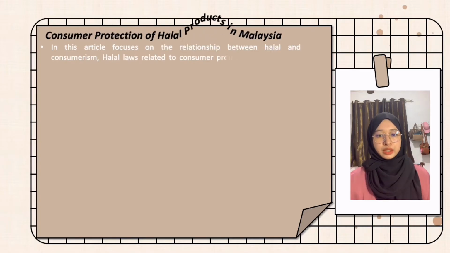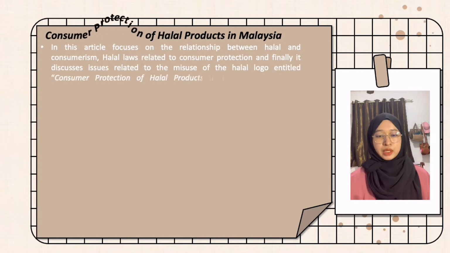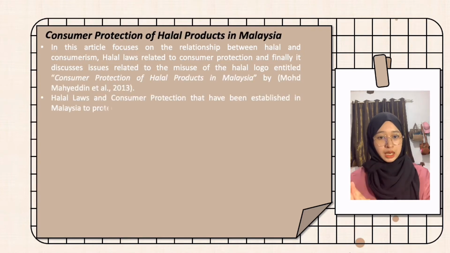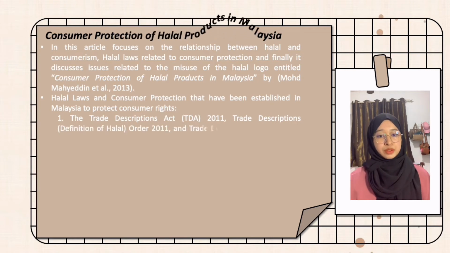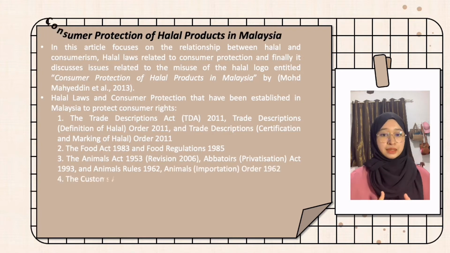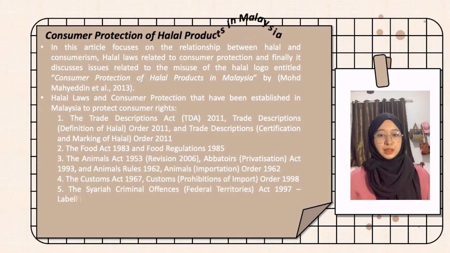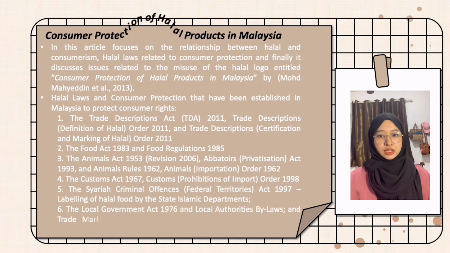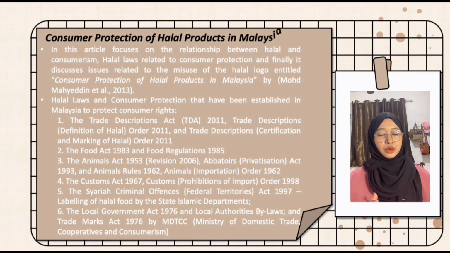Literature review regarding consumer protection of halal products in Malaysia. This article focuses on the relationship between halal and consumerism, halal laws related to consumer protection, and finally it discusses issues related to the misuse of the halal logo, entitled Consumer Protection of Halal Products in Malaysia by Muhammad Mahyiddin, 2013. Among the issues related to the misuse of the halal logo is a company that has obtained a halal certificate but their certificate has expired and needs renewal. However, the biggest concern of the authority is when a manufacturer who has obtained a halal certificate is found to have banned substances in their products, such as porcine DNA.